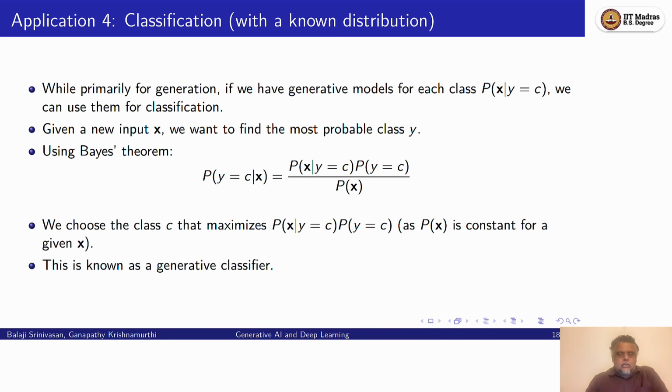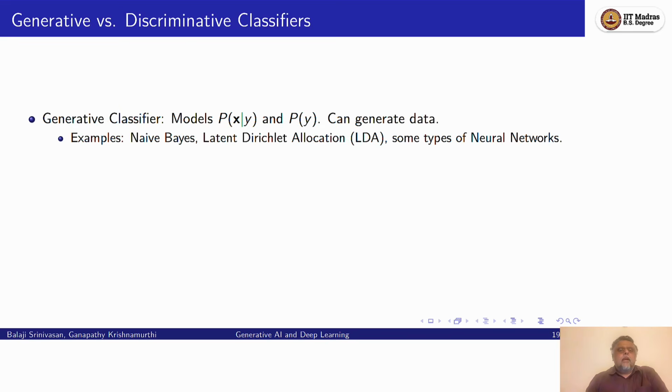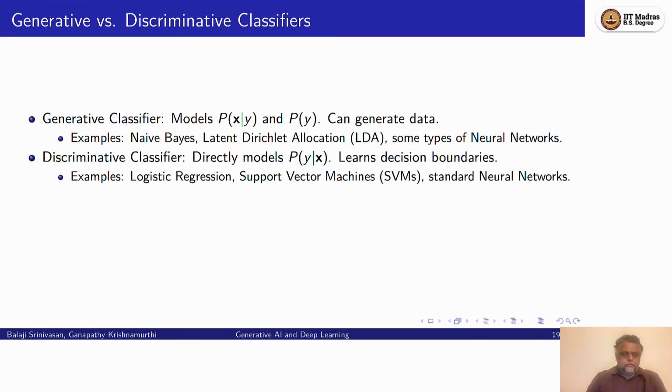And you will come across this also a lot when you start looking at generative models, right? There's another thing. Generative classifiers like probability of x given y, along with the probability of y, can be used to generate data, right? So to some extent, the algorithms listed here, the models listed here, and some types of neural networks can also generate data, right? Naive Bayes, latent Dirichlet allocation, etc.